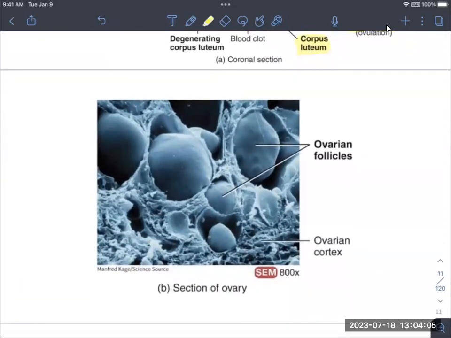Here we can see a section of the ovary. You can see the different ovarian follicles kind of scattered throughout, and you can see they're different sizes because they're all in different stages.